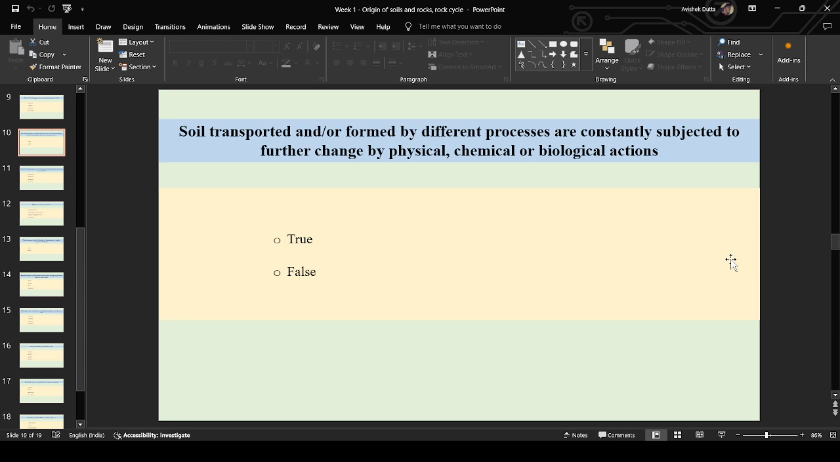I'll repeat the statement once. Soil transported and or formed by different processes are constantly subjected to further change by physical, chemical, or biological actions. Is this statement true or false?